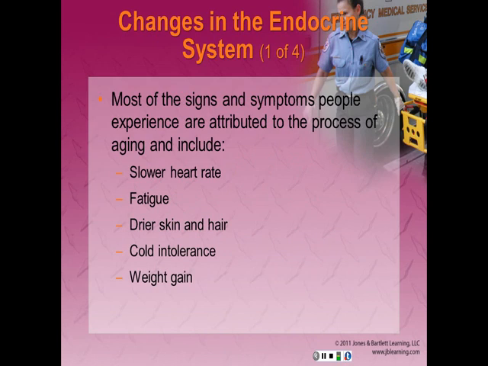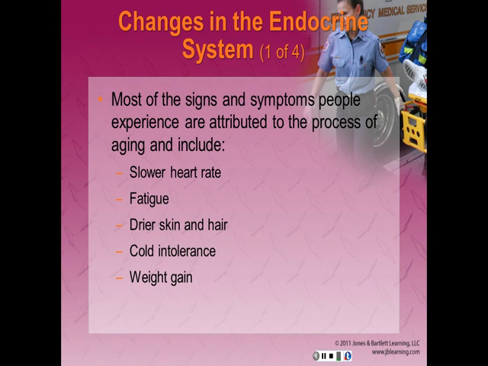Endocrine system changes. The endocrine system functions as the control center of the body. A significant change that occurs in the elderly person is decreased metabolism of thyroxine. There is also decreased conversion of thyroxine to triiodothyronine. This is a reduction in these hormones, and it can cause a condition called hypothyroidism. Most of the signs and symptoms people experience are attributed to the process of aging and include a slower heart rate, fatigue, drier skin and hair, cold intolerance, and weight gain.